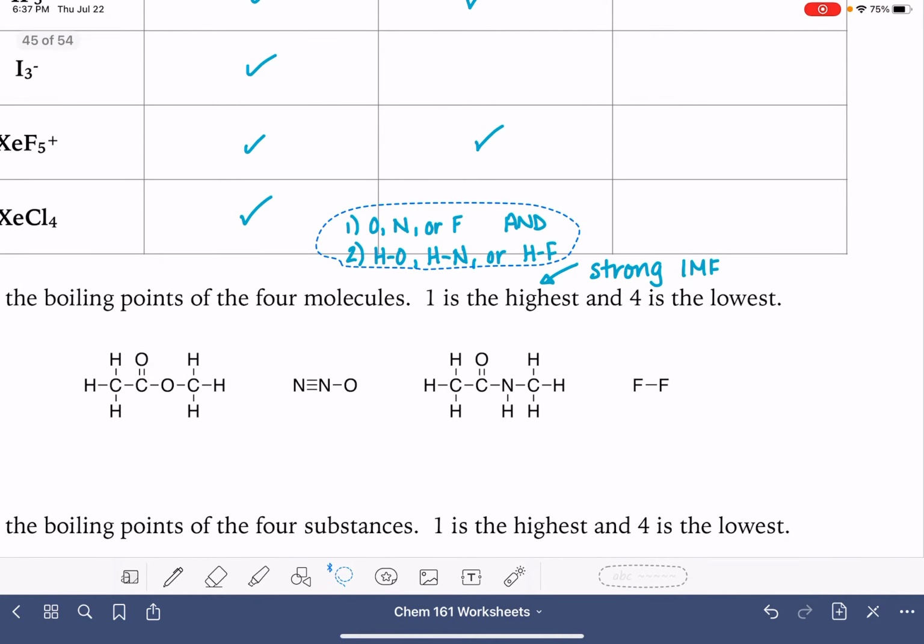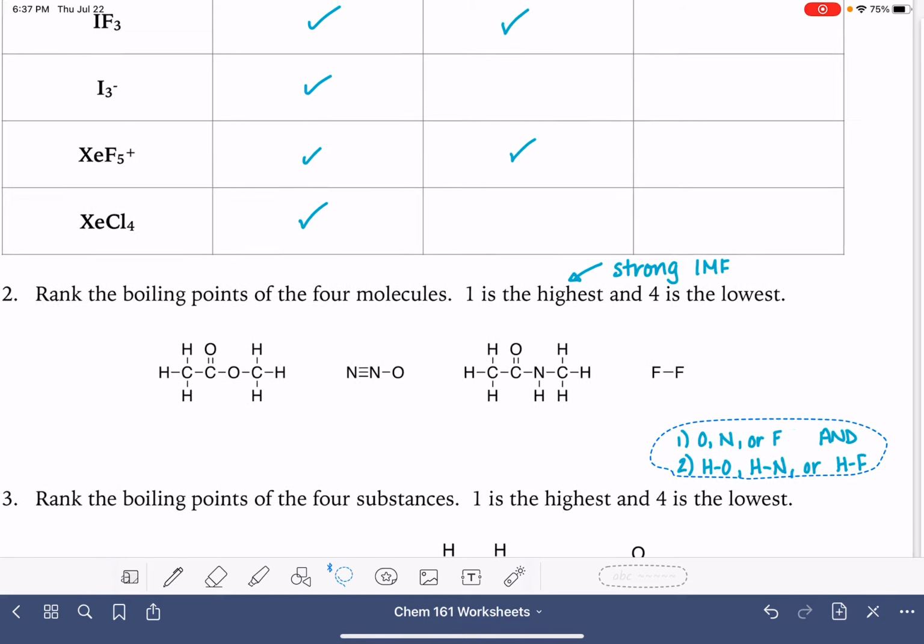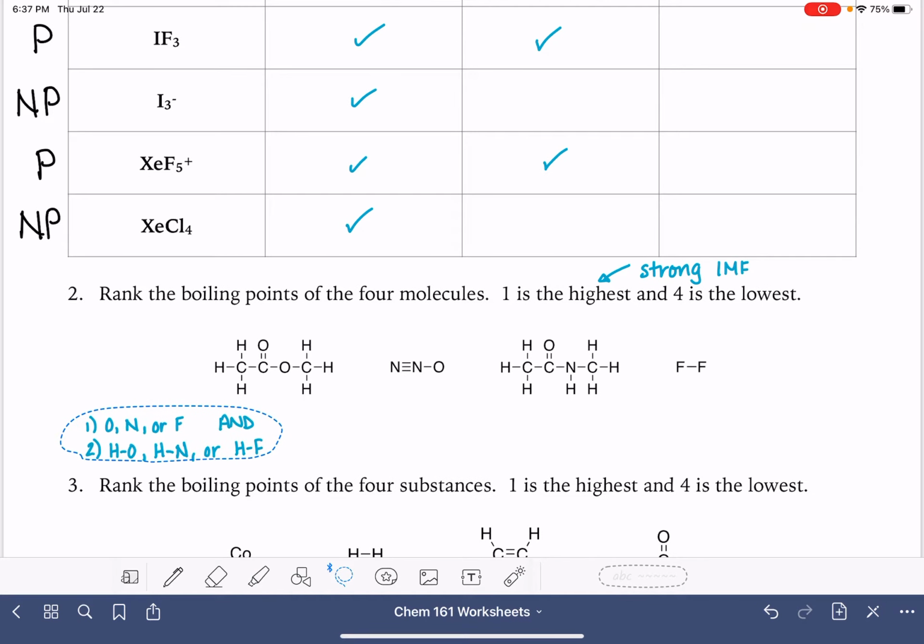We want to look for molecules that have hydrogen bonding. Again, we're trying to find the one molecule that has the highest boiling point of all 4 of these. So looking at these molecules, we need to find molecules that have an oxygen or a nitrogen or a fluorine. We've got oxygen, we've got nitrogen, we've got oxygen, we've got fluorine, so we're good there.